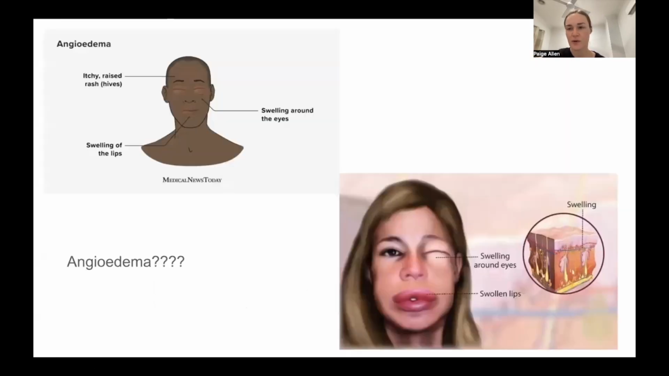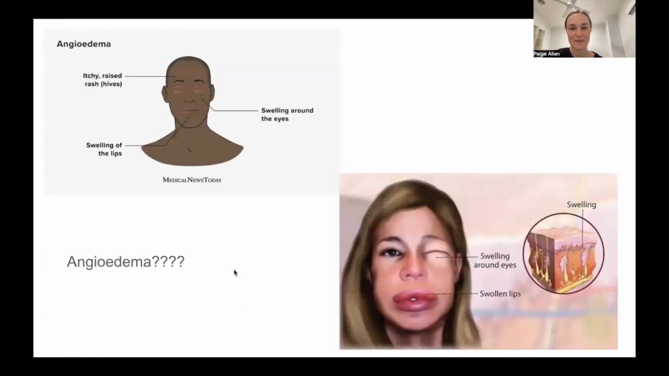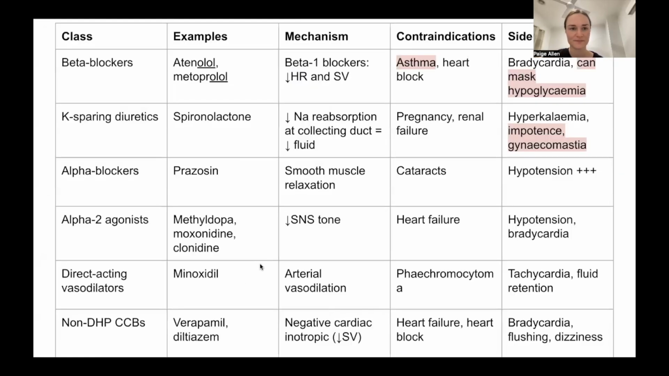I didn't know what angioedema was. That's something that you can get with ACE inhibitors. Basically just a really bad swelling around your face. You'll commonly get really puffed up lips and that sort of thing, just because you're getting edema in the subcutaneous layer.